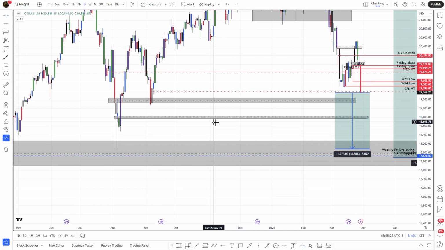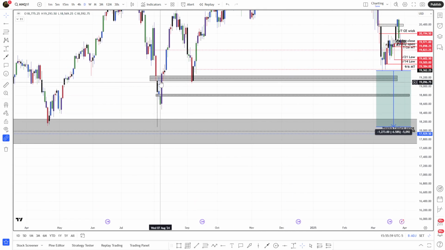The first target that I'm looking at is this daily imbalance right here. And so all we have through here is, like we've talked about in the past, the up close candle. We need a down close candle through it. The candles that are around here are a Tuesday, Wednesday, Thursday. Does that land through here? That's quite possible.